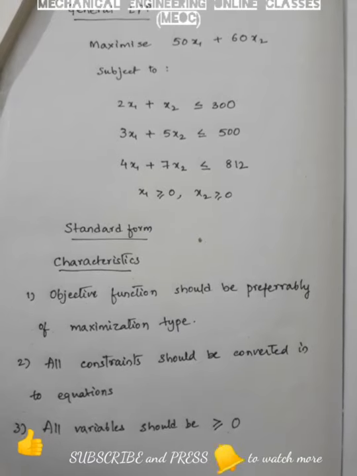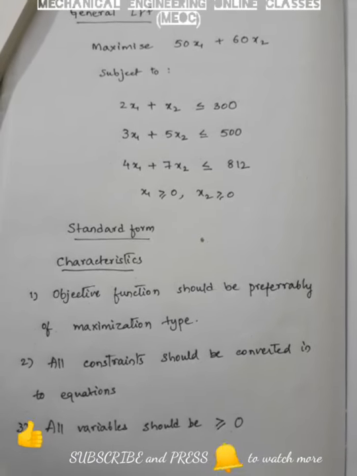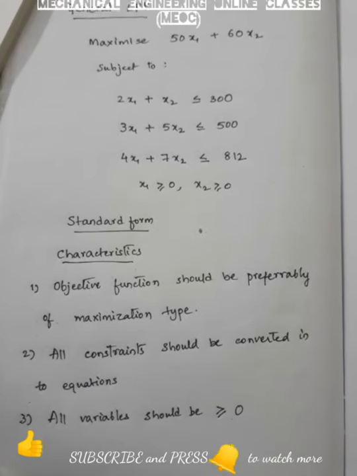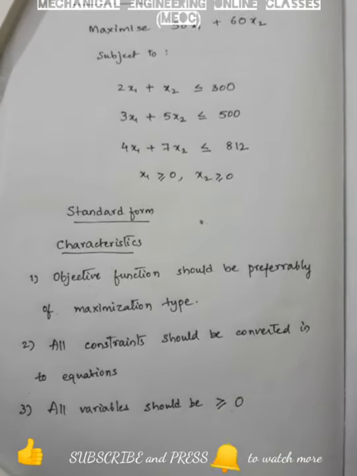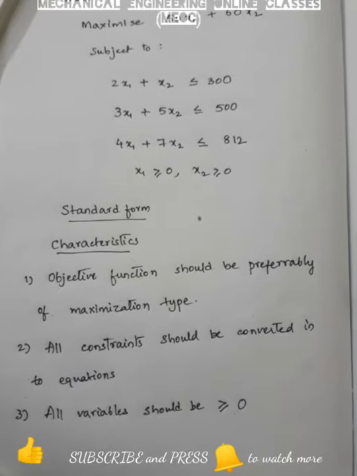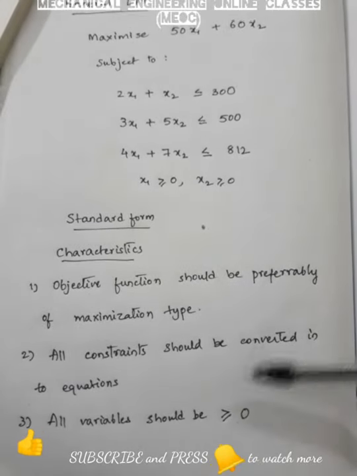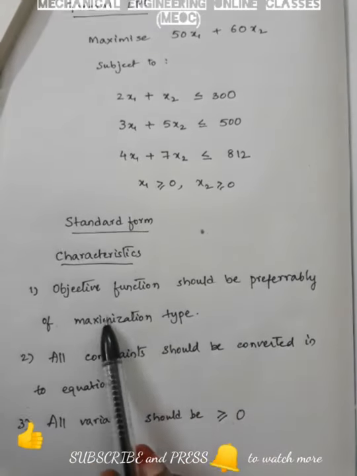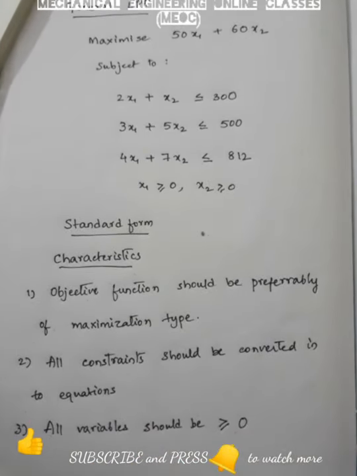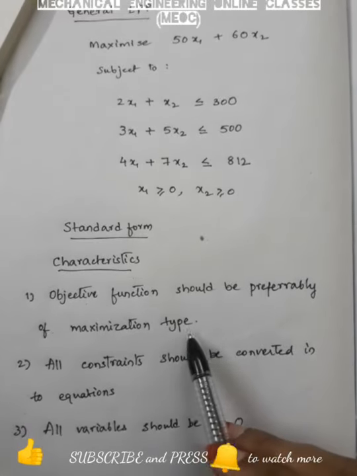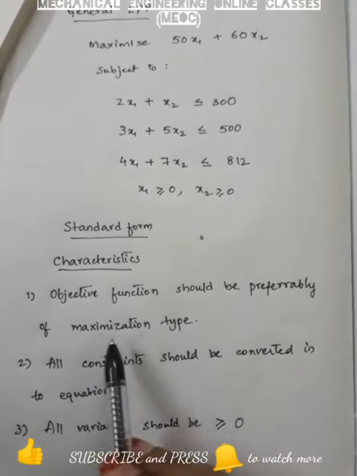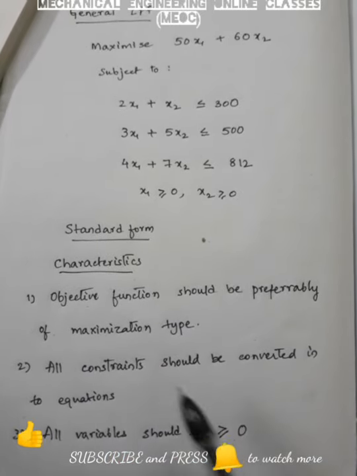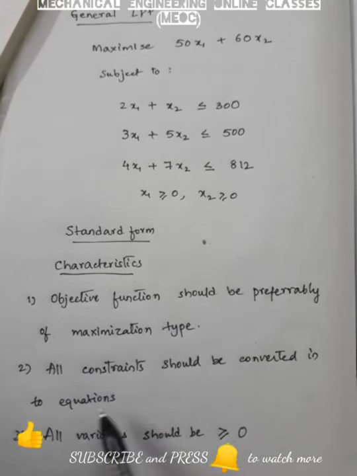Before converting a general LPP into standard form, let us first understand the characteristics of a standard form. An LPP is said to be in standard form if these three conditions are satisfied. The first condition is that the objective function should be preferably of maximization type. It can sometimes be of minimization type also, but the general practice is that we convert it into maximization type. The second condition is that all constraints should be converted into equations.